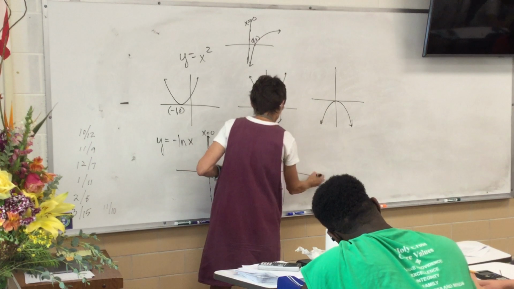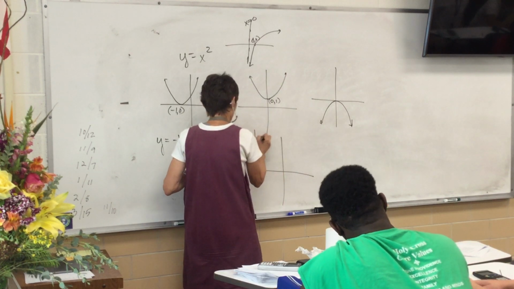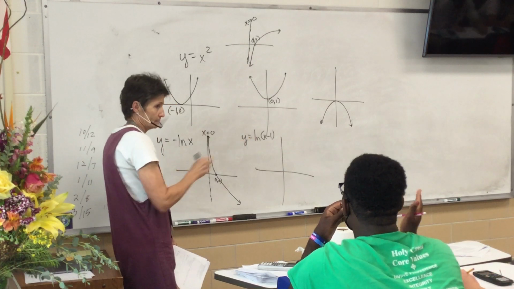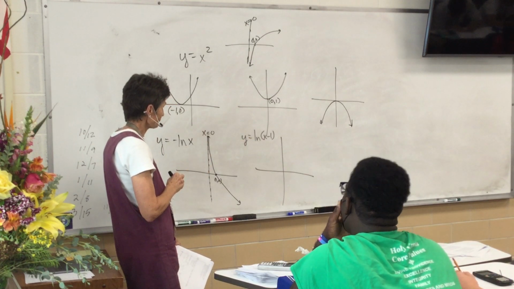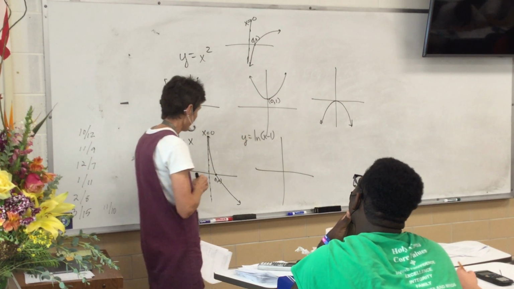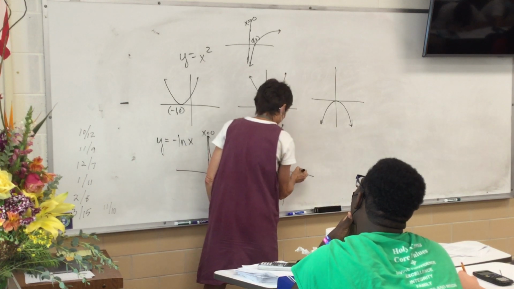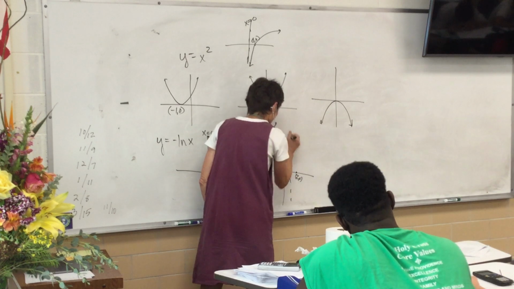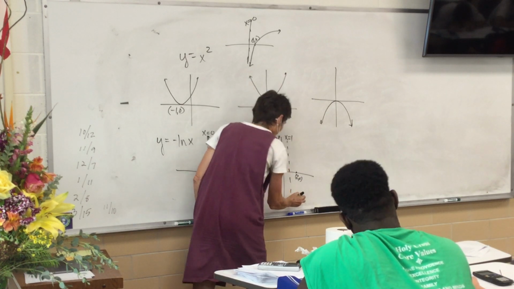What about this one? One to the right, which means that the zero is going to be at 2, 0. And the asymptote is going to be at x equals 1.